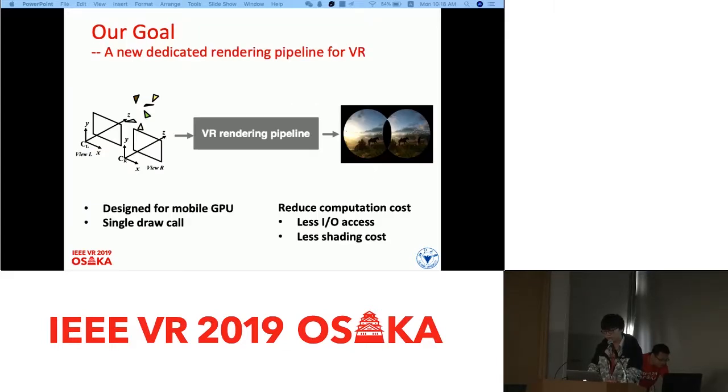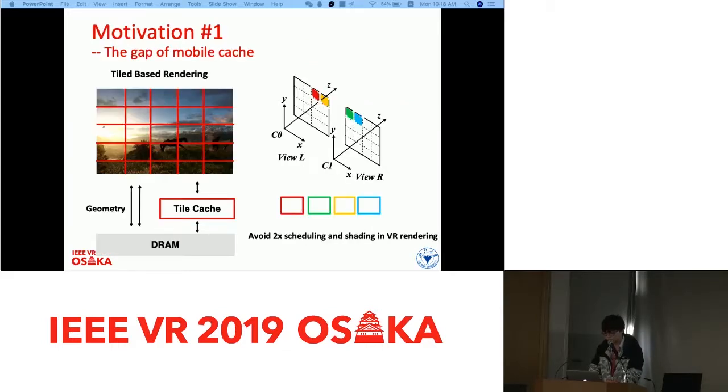So in this paper, we want to design a new dedicated rendering pipeline for VR rendering. Such a pipeline should include the following features. First, it is designed for mobile GPU and can perform the rendering of two views in a single draw call. Second, and the most important thing, is that the pipeline should reduce the computational cost in both shading bandwidth and the shading instructions. Our pipeline is motivated by the following observations.